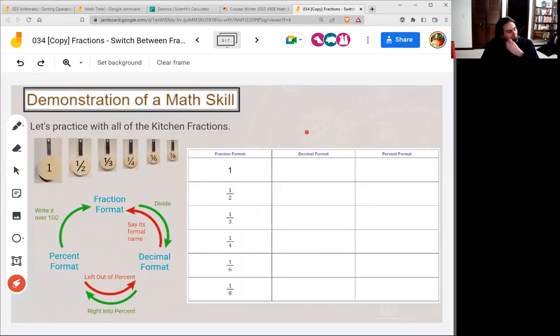Okay, here is your homeworky one. Let's practice with all the kitchen fractions. So take all of the things that measuring cups tend to be, and can you write them also as decimals and also as percents? The 1 is sort of a trick question. Let's talk about that one before we move on. How would you write 1 as a decimal?